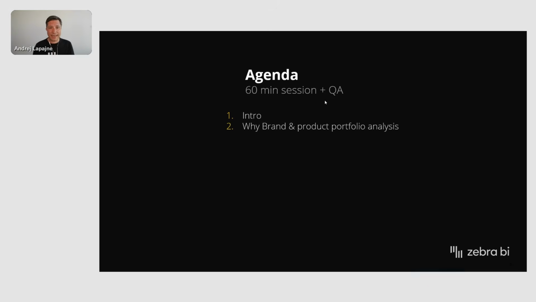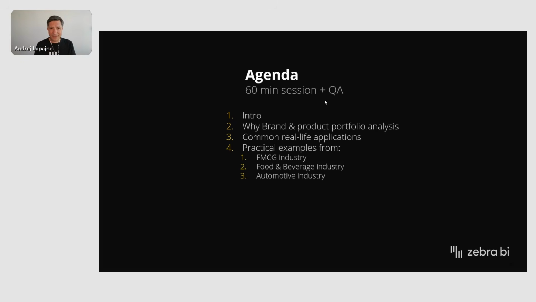The agenda for today: quick intro. Why is brand and product portfolio analysis actually so important, and how do you do it in different industries? Where do you get your data from? What do you do with that data? How do you put it all together in Power BI? How do you visualize it? And so on. And we will do this by tackling 3 practical examples from the fast-moving consumer goods industry, food and beverage, and automotive.